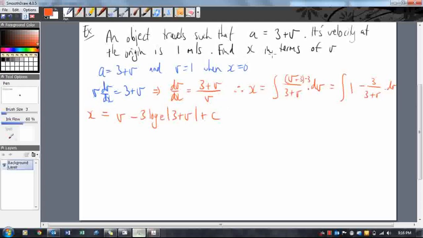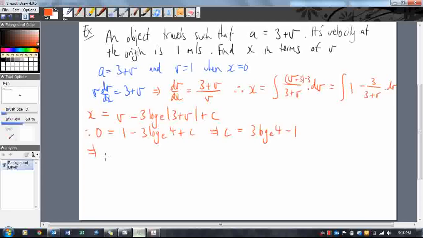Okay, we're almost there. Find x in terms of v. All we need to do is use our initial condition. Velocity is 1 when x is equal to 0. So therefore, 0 is equal to 1 minus 3 log e of 3 plus v, which is 4, plus c. So therefore, c is equal to this awful thing, 3 log e 4 minus 1.